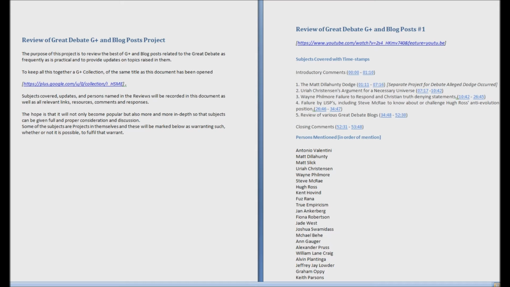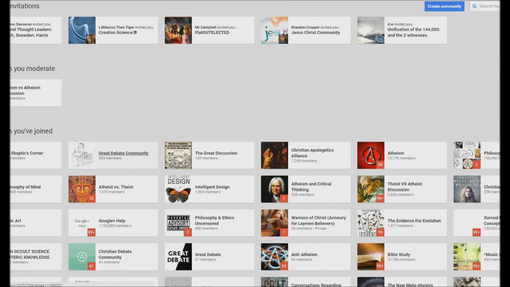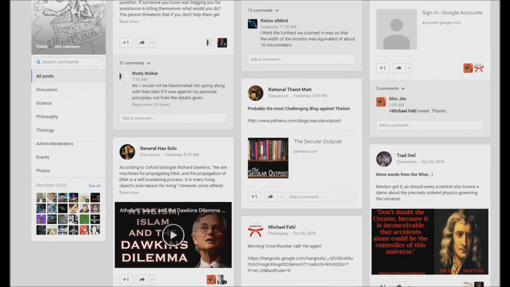It's all going to be positive, but that's only because there's not been any challenge put out there to the areas of contention. So that's in the Great Debate community. There's been the positive stuff there.